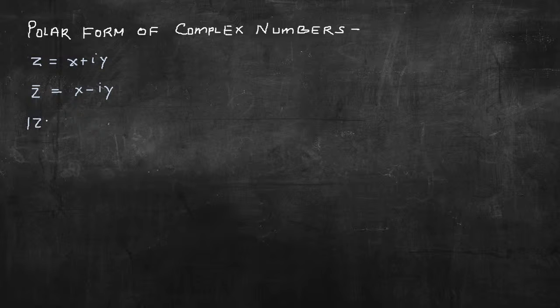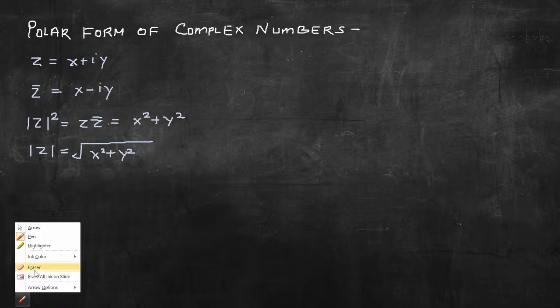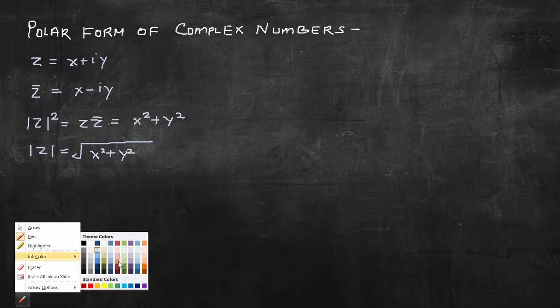And then we have the modulus of z squared. That means z into z bar, and we got x square plus y square. So we can also say that the mod of z is the square root of x square plus y square. Clear? This was the concept we did in the last lecture. But now we are talking about the polar form of a complex number.